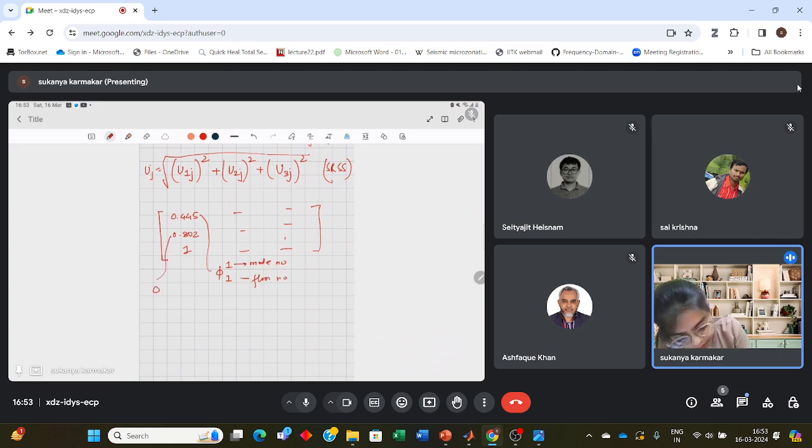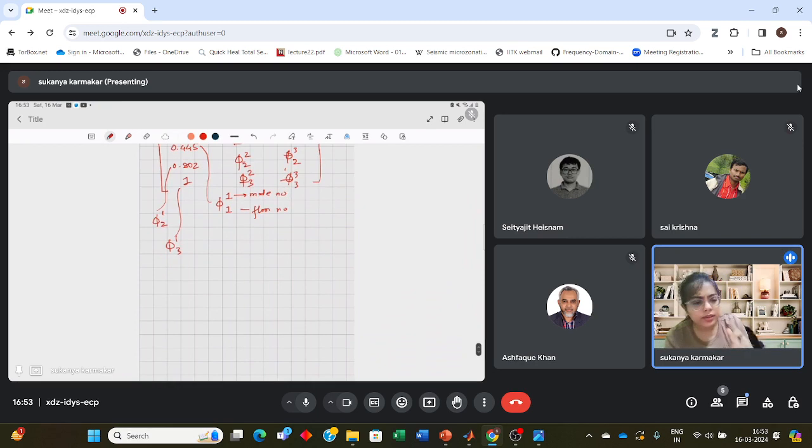So this is phi first mode, first floor, phi first mode, second floor, phi first mode, third floor. Similarly, this will be phi second mode, first floor, second mode, second floor, second mode, third floor. Phi third mode, first floor, third mode, second floor, third mode, third floor. This is what each entry means in the modal matrix. And then doing the eigenvalue analysis is simple.